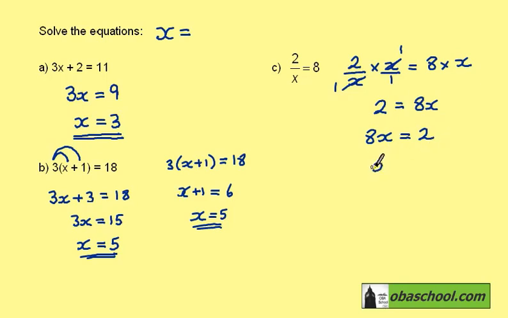Now divide both sides by 8. This side gives me x. Here I get 2 divided by 8, and this cancels down to 1/4.